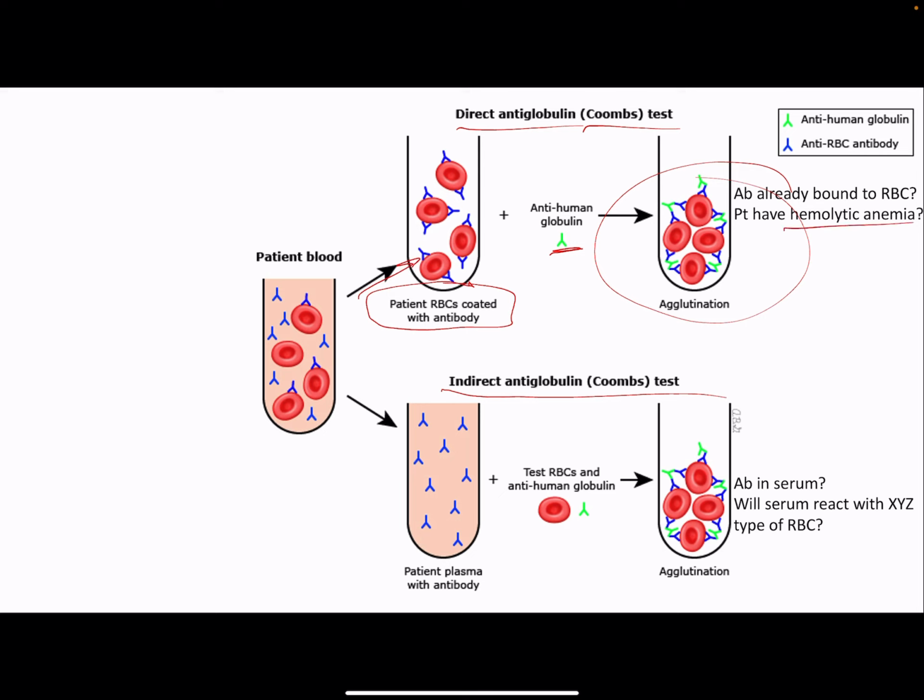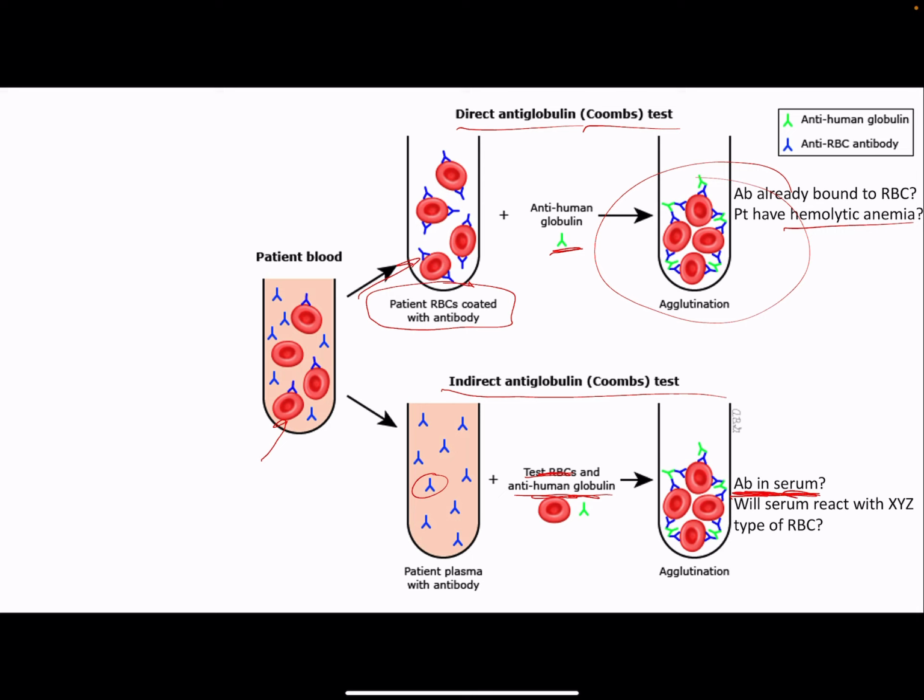Now, in the indirect test, we're not taking the patient's red blood cells, we're just taking their antibodies. And we're putting them with dummy red blood cells and the anti-IgG antibody, and I want to see if there's agglutination or not. This is testing for a very similar thing, but also a little bit different. I just now want to see, are there antibodies in the serum? Maybe these antibodies wouldn't even be interacting with my red blood cells.